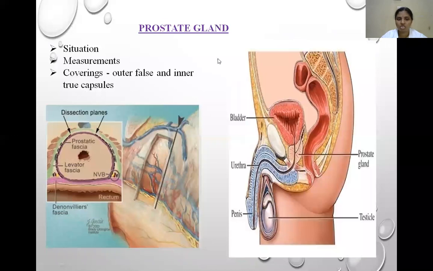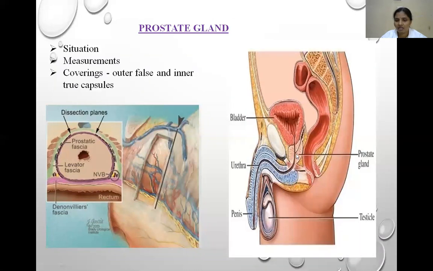Then coming to the prostate gland. What is its location? Exactly, it lies below the urinary bladder. It means the neck of the urinary bladder is surrounded by this prostate gland. And what are the measurements of the prostate gland? Transversely, it is about 4 centimeters. Vertically, 3. Anteroposteriorly, 2 centimeters.